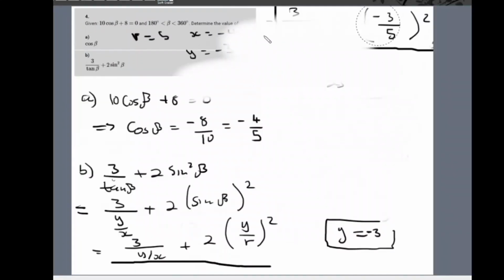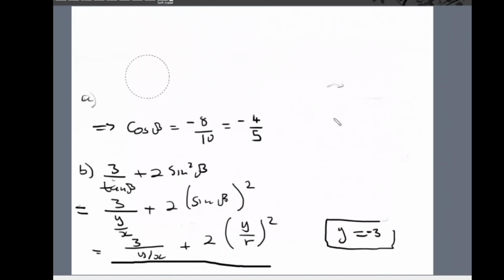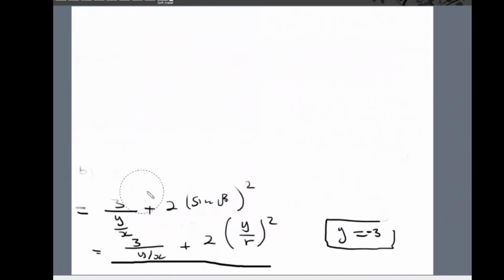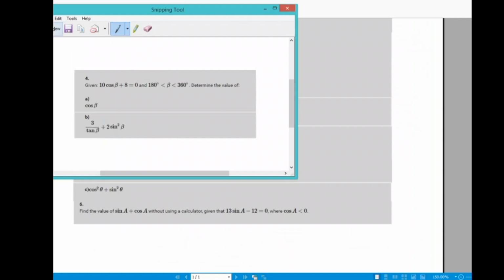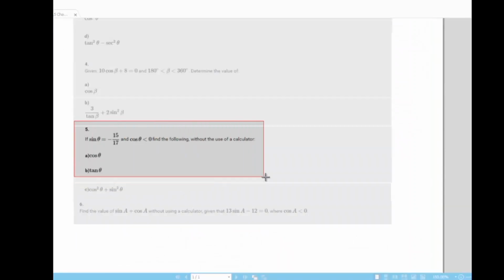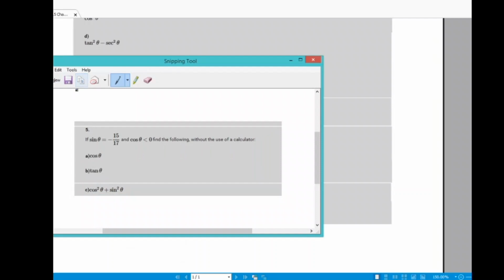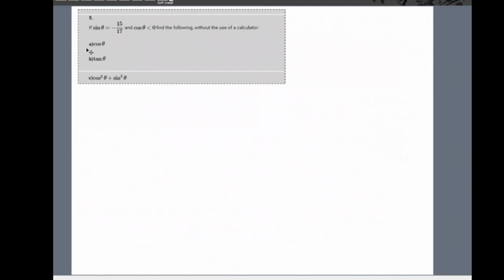Question 5. If sine theta is minus 15 over 17 and cos theta is negative, find the following without the use of a calculator.